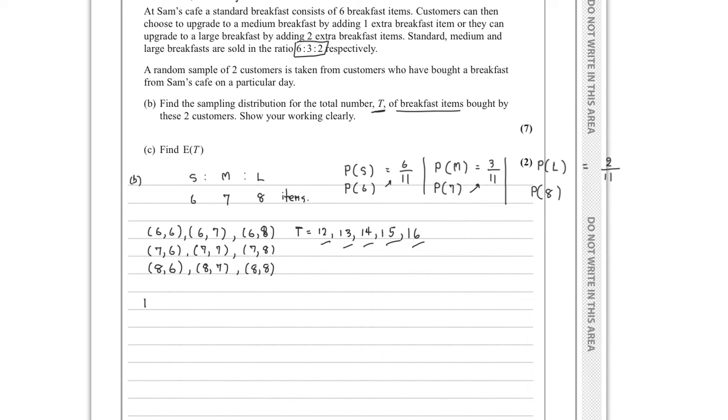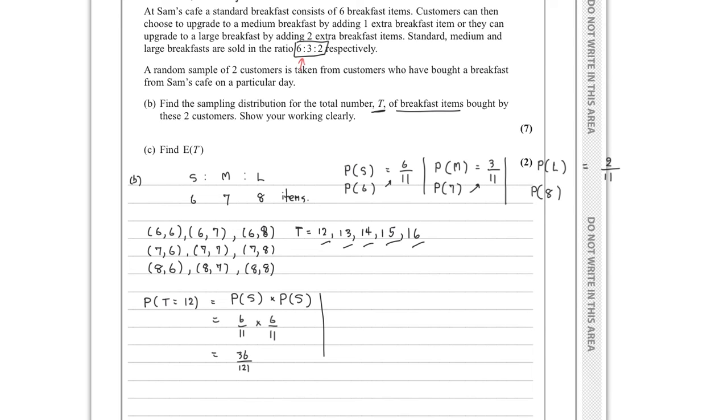Well, the first one is the probability of T equals 12. T comes from the number of items of breakfast. So we have to find a probability from the ratio of each type of breakfast, which is 6 to 3 to 2 here. And in order to get T equals 12, both customers have to choose small breakfast. That means it has to be the probability of small for the first customer, and you have to multiply by the probability of choosing also small breakfast from the second customer. We got the probability of S right here, 6 over 11. So the probability will be 6 over 11 times itself. The answer is 36 over 121.